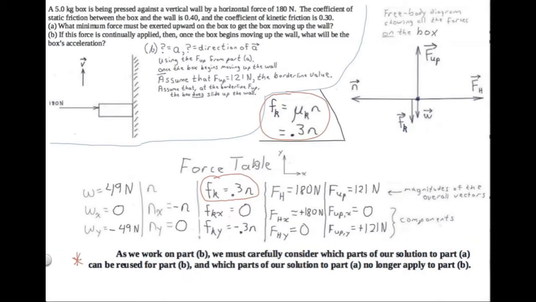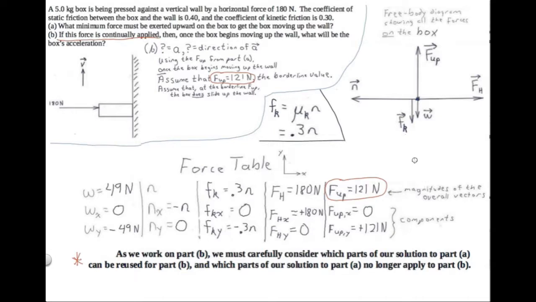Which parts of our force table from part A do we need to change for part B? Well, we need to change the part of the force table that deals with friction. Now in the force table, we should be dealing with kinetic friction, not static friction. So for part B, we need to use the special formula for the magnitude of kinetic friction. Since we're now dealing with kinetic friction, we should be using the number 0.3 as our coefficient of friction. We should no longer be using the number 0.4.